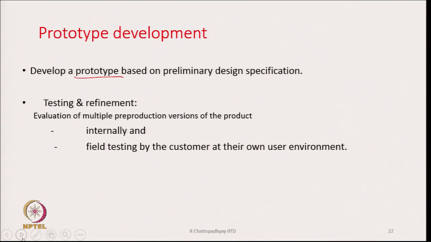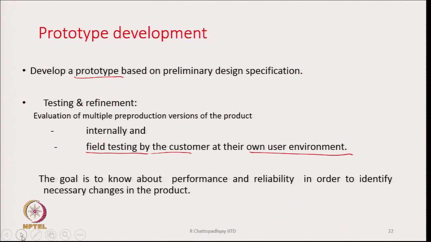Then we go for actual field testing by the customer in their own user environment. So, we make some more prototypes after refinement. Once we succeed at the laboratory level, we go to the customers and ask them to use it. So, in their own user environment, it will be tested. This is called field testing. The goal is to know about performance and reliability in order to identify necessary changes in the product.